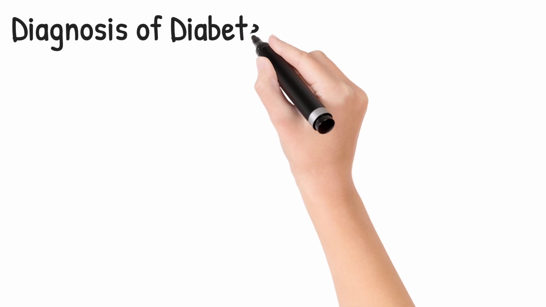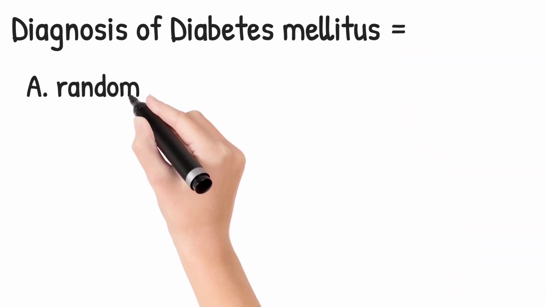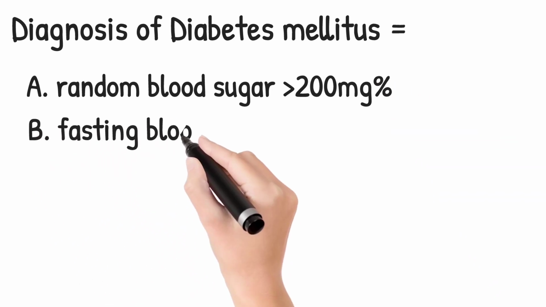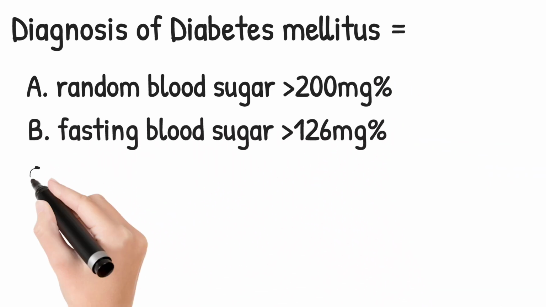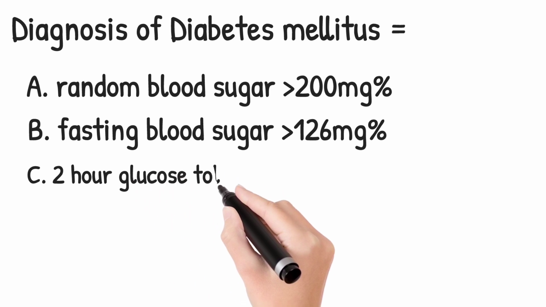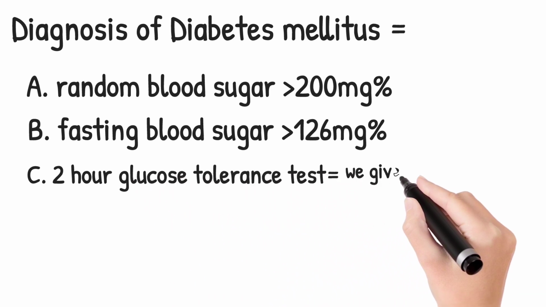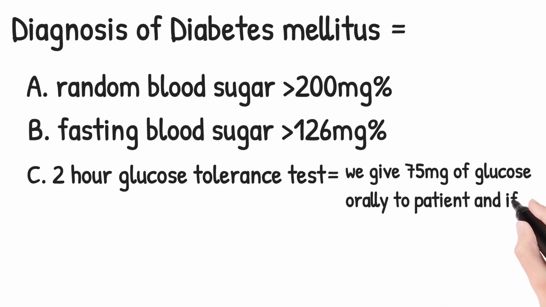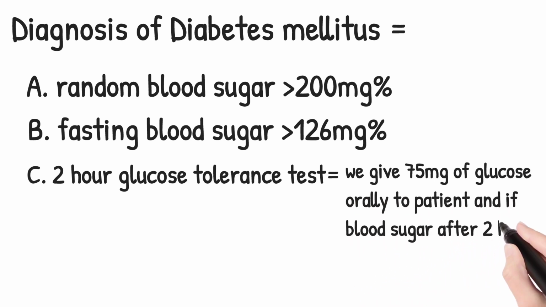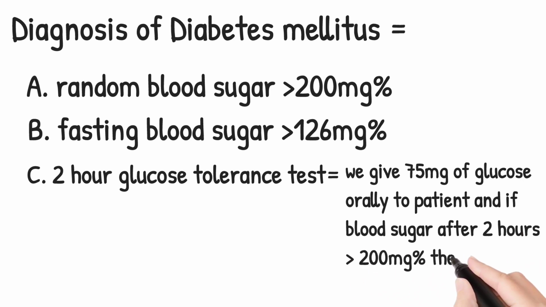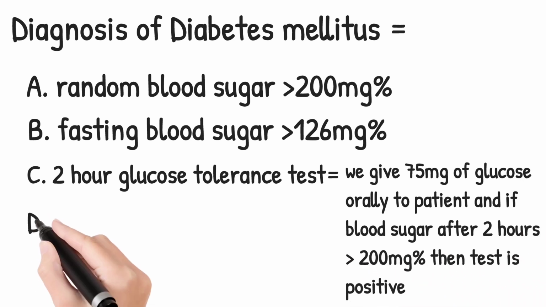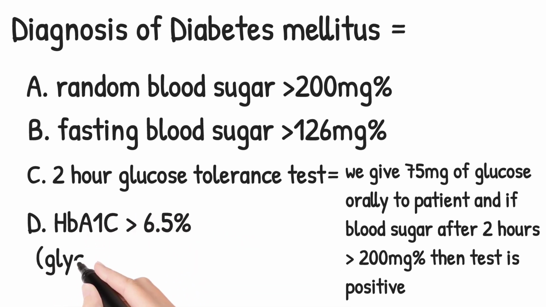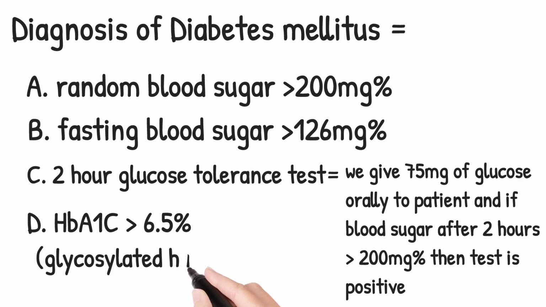Diagnosis of diabetes mellitus. Random blood sugar more than or equal to 200 mg/dL. Fasting blood sugar more than 126 mg/dL and 2-hour glucose tolerance test. In this test, we give 75 g of oral glucose to the patient and measure blood glucose level after 2 hours. If it is more than 200 mg/dL, then the test is positive. HbA1c is glycosylated hemoglobin. It gives glucose values over the last few months.